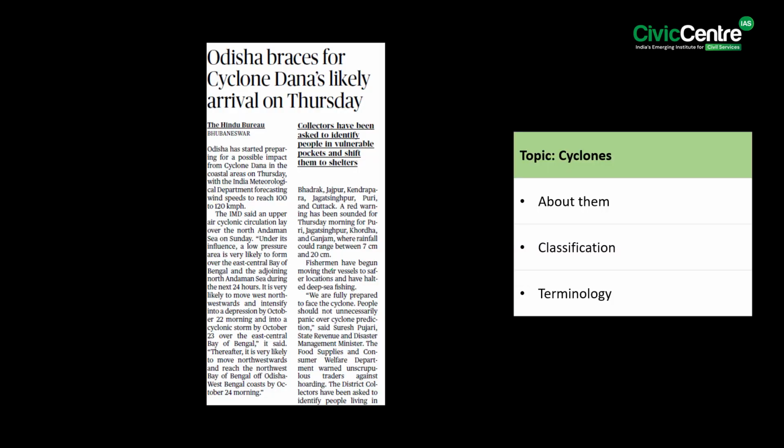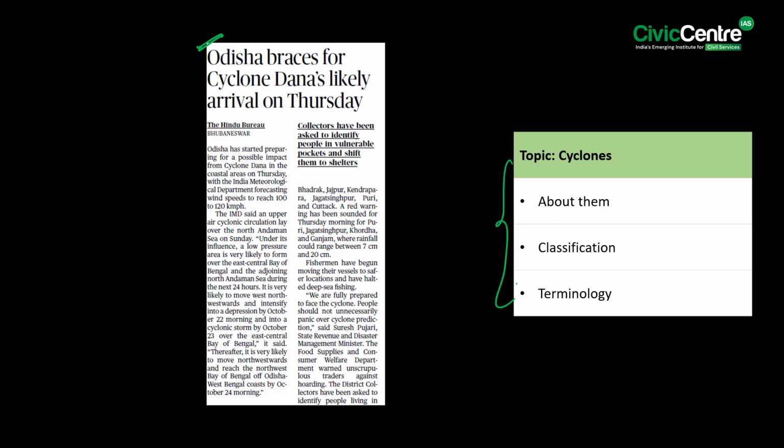The next article says that Odisha has started preparations to face a possible cyclone Krista in Dajana, which is likely to hit its coastal areas on October 24th, with wind speeds likely to reach 100 to 120 km per hour, according to the Indian Meteorological Department. In this context, let us talk about cyclones.